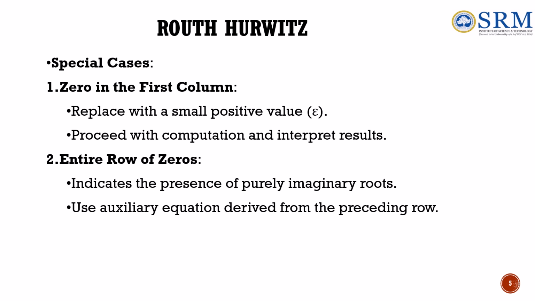The next special case is an entire row of 0s. This means the system has purely imaginary roots, which usually means oscillations. To handle this, we create an auxiliary equation from the row above the whole 0 row and use it to find these roots and understand stability better.